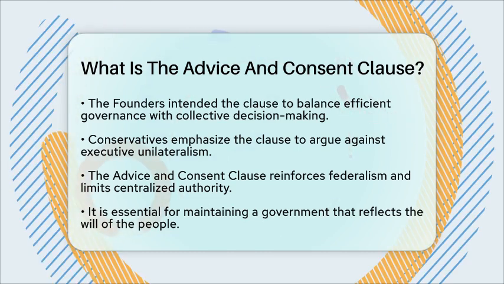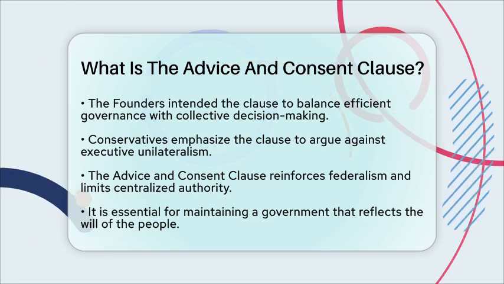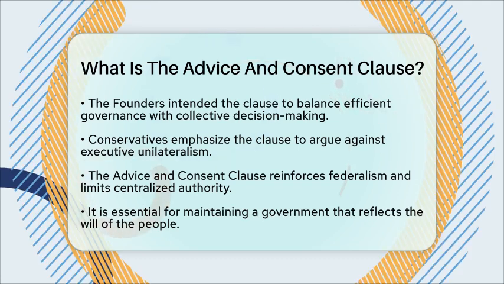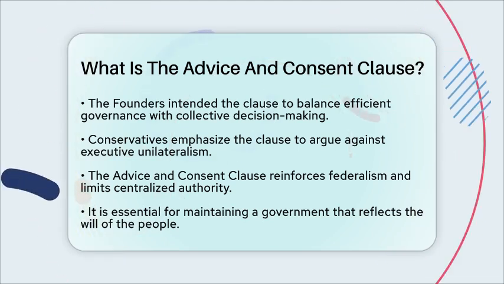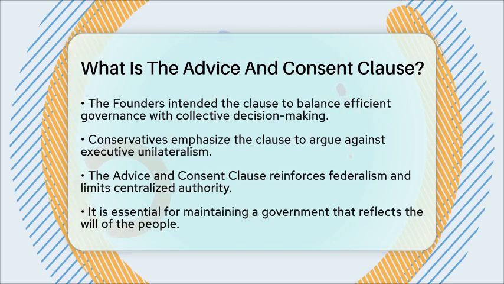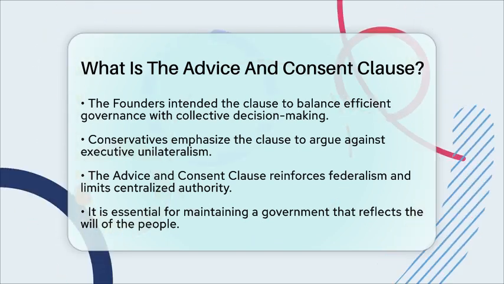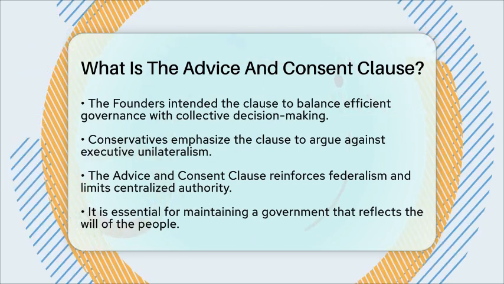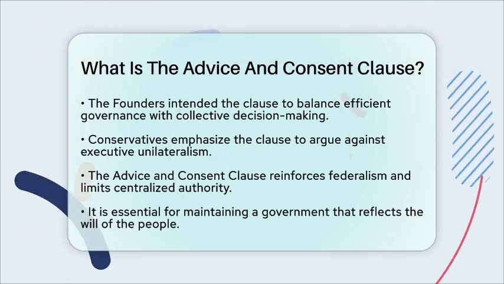In summary, the advice and consent clause is a fundamental part of the checks and balances system in the United States. It ensures that the executive branch operates within the boundaries set by elected representatives, safeguarding against concentrated power. This balance is essential for maintaining a government that reflects the will of the people.